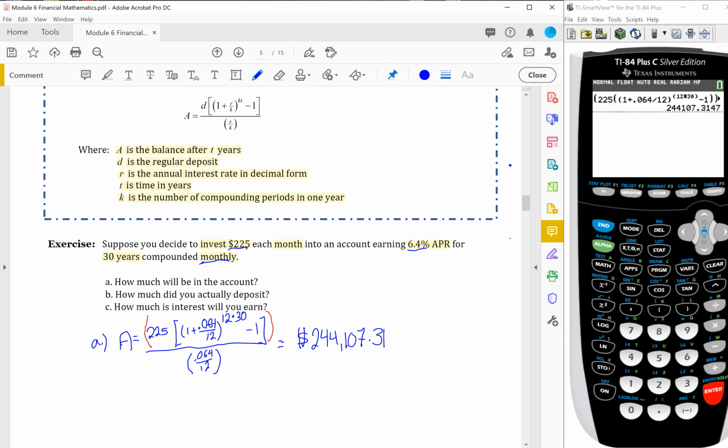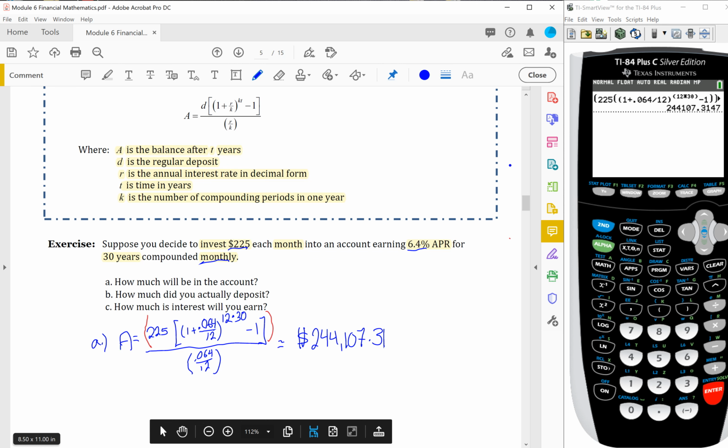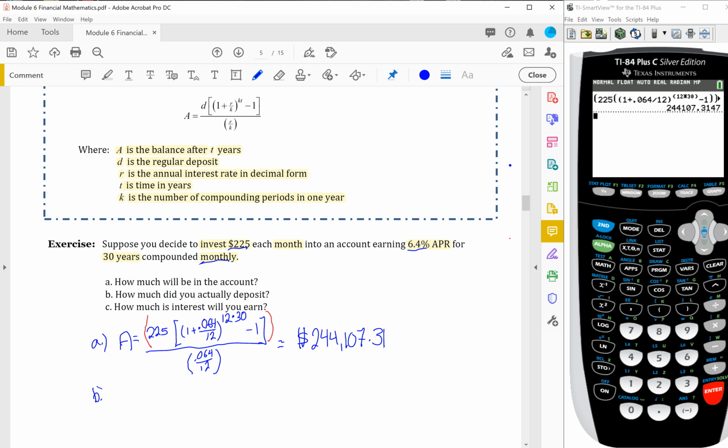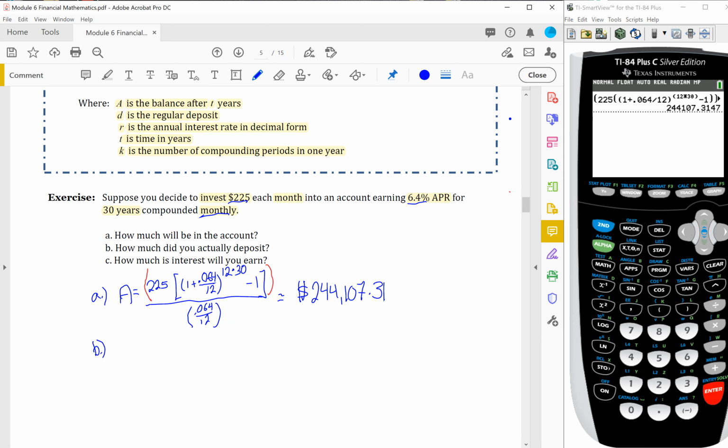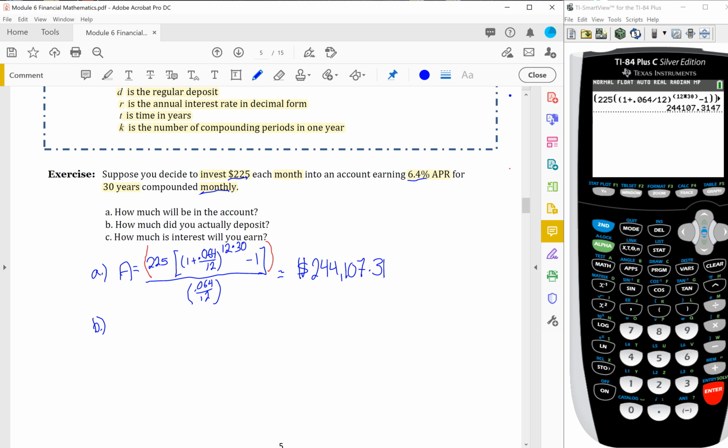Now part B, how much did you actually deposit? Now this is the value of the account, but that's not the same thing as the amount of money that we deposited. Now I don't have a formula for this, but we can think our way through it.